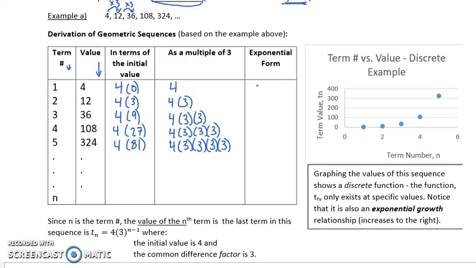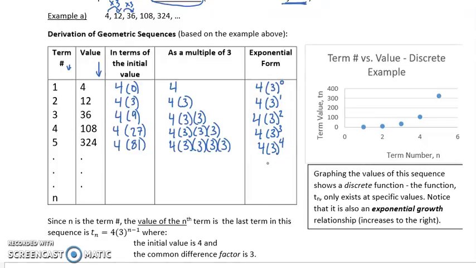In exponential form, it makes our life a little bit easier. 4 times nothing is just 4 times, well, 4 times 1 is really what we have here. And 3 to the power of 0 is 1. So 4 times 1 is just 4. 4 times 3 is the same thing as 4 times 3 to the power of 1. 4 times 2 threes is 4 times 3 to the power of 2. Then we have 4 times 3 to the power of 3 and 4 times 3 to the power of 4.